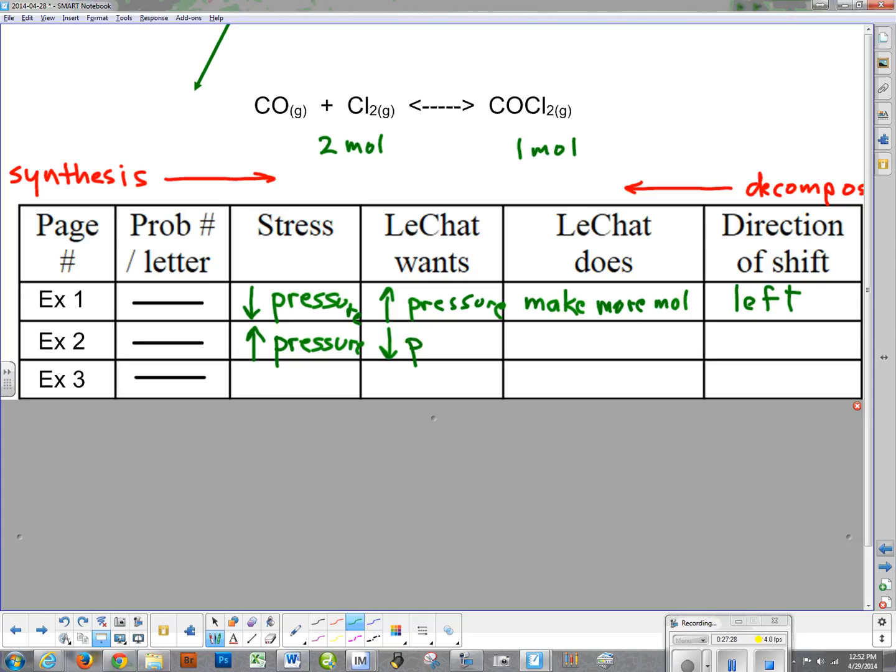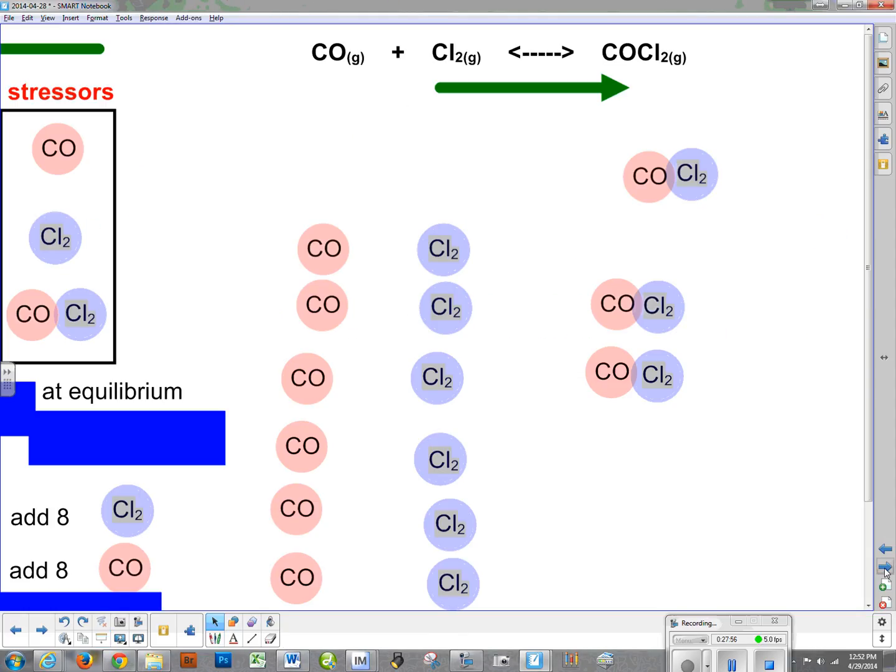So that gets our pressure down. More moles, more pressure. Fewer moles, less pressure. So we want to make fewer moles, and when we make fewer moles with that reaction, the one that you're looking at right up above, we are doing a right-hand shift. Which is why you see this arrow now to the right.